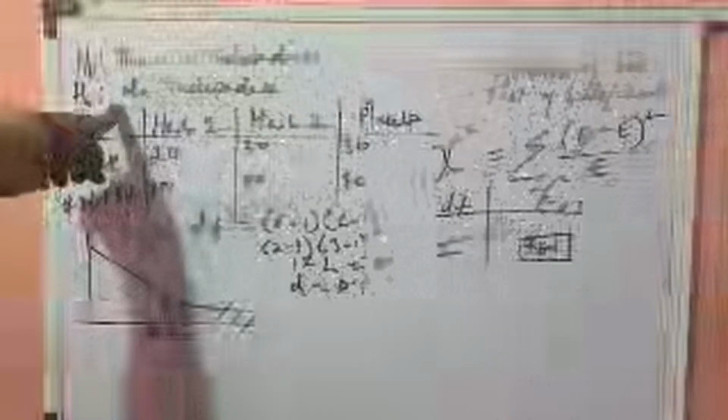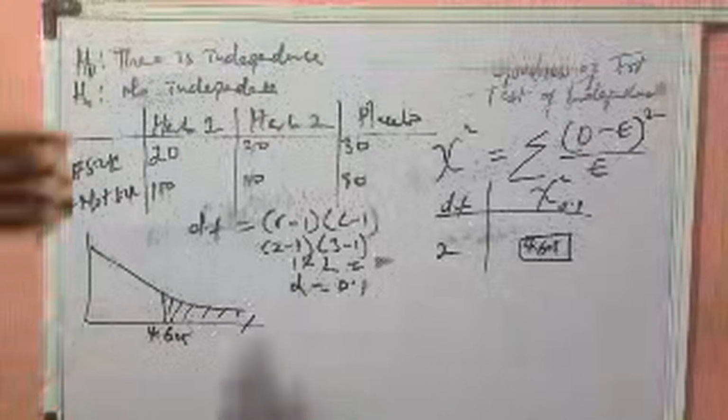Of course, the HA, the alternative hypothesis, will obviously be saying something different. That means you'll be saying there is dependency. You can see I said no independence. No independence actually means there is dependency.